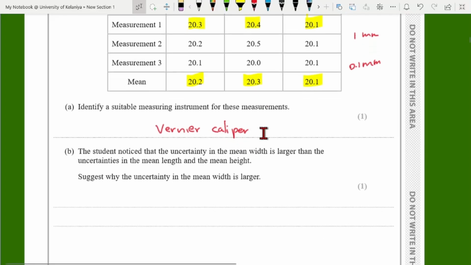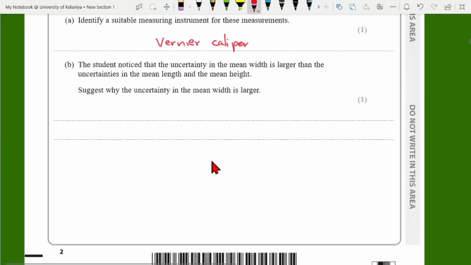Right. In part B, the student noticed that the uncertainty in the mean width is larger than the uncertainties in the mean length and mean height. Suggest why the uncertainty in the mean width is larger. Here they are asking us to suggest a reason, so you should be able to write any possible reason why the uncertainty in the mean width is larger.